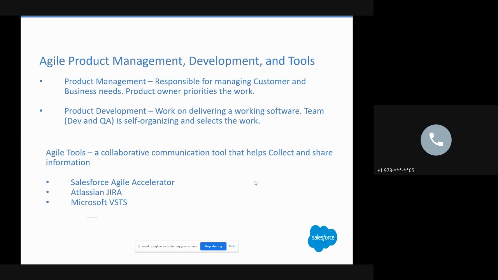Atlassian Jira, we all know about it. It's heavily used in the industry, and it's a good software. Microsoft VSTS, Visual Studio Team Services. I haven't used this, to be honest with you, for a long time, but I think they call it Team Services now, but it was all part of Visual Studio. It has a good Agile component. It integrates with GitHub and different things very well. So those are the three tools I just wanted to put out there.